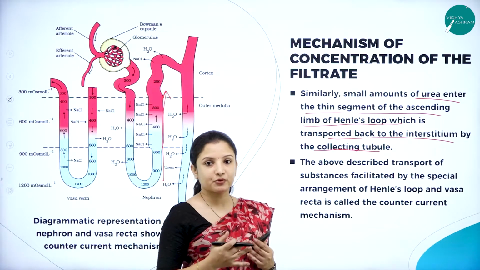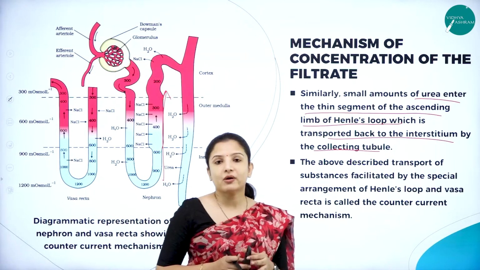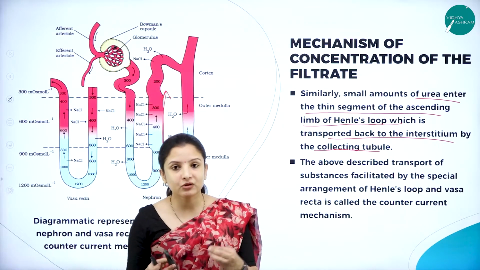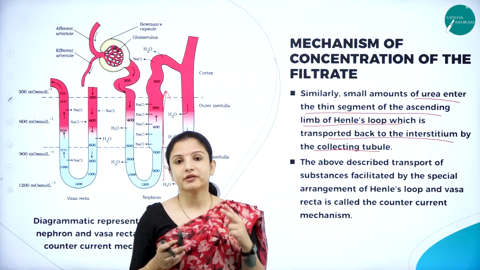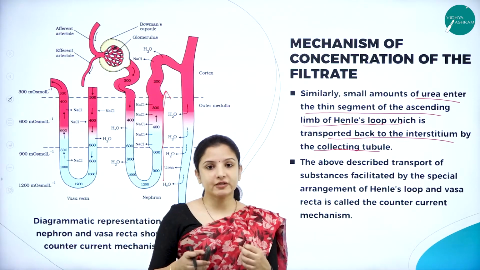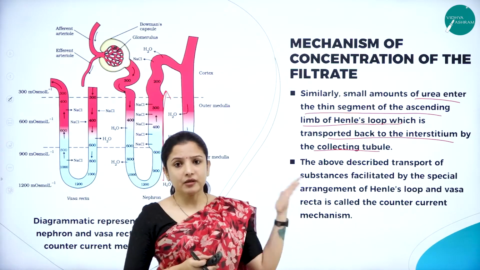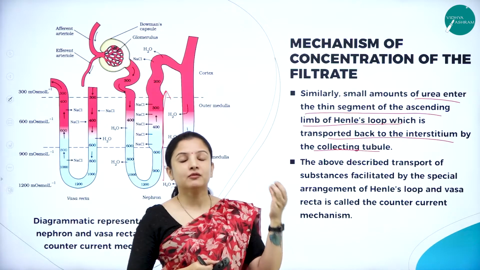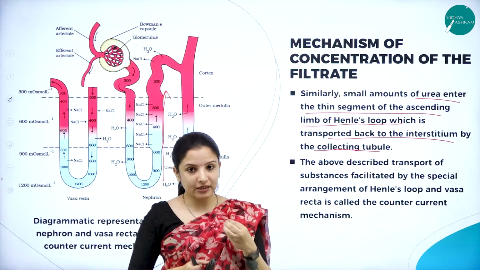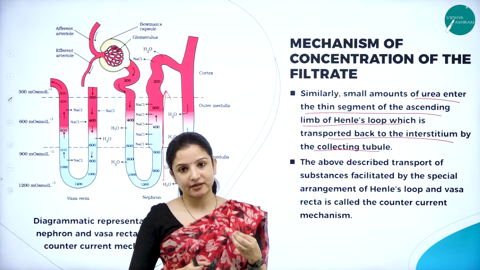This is the process that actually occurs for the concentration of the urine. So we need to understand that sodium chloride and urea are the two important components that help in maintaining the concentration of the filtrate, or the osmolarity. I told you, right, that in the inner medulla region of the kidney, 1200 osmol per liter should be maintained, and in the cortex 300 osmol should be maintained.